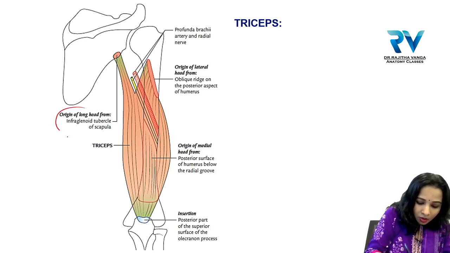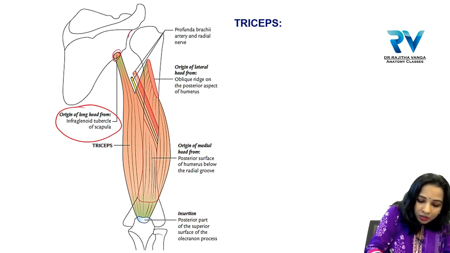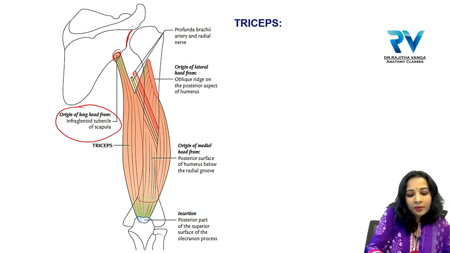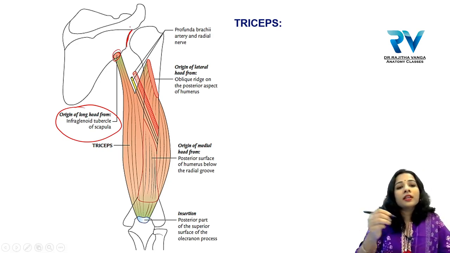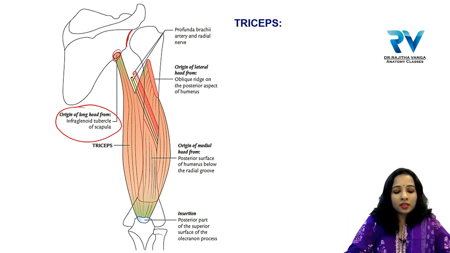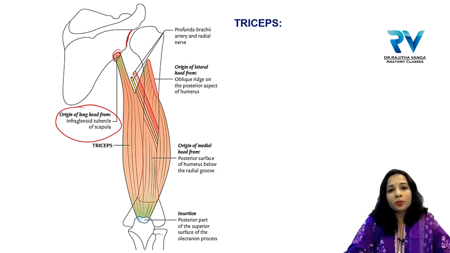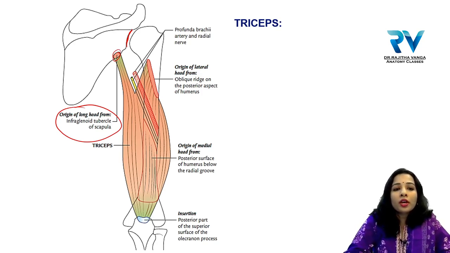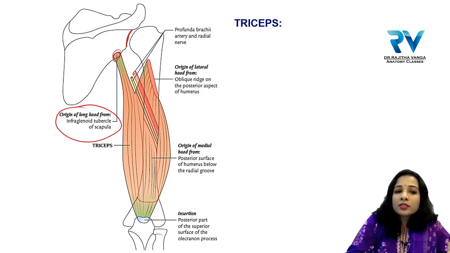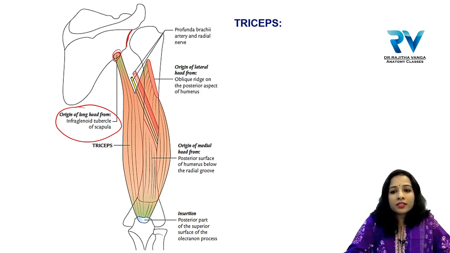So here is the long head of triceps gaining its origin from the infraglenoid tubercle. This is the glenoid cavity. The tubercle above the glenoid cavity is the supraglenoid tubercle. The tubercle below the glenoid cavity is the infraglenoid tubercle, which gives origin to the long head of triceps. And there are two more heads of triceps, called the medial head and lateral head.